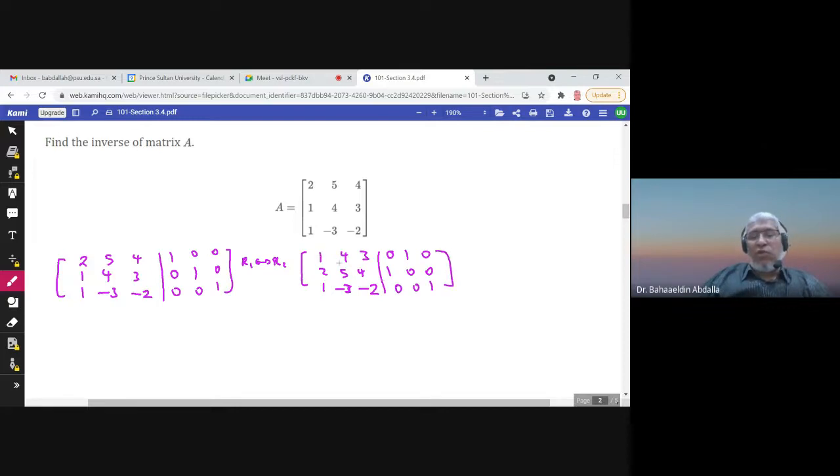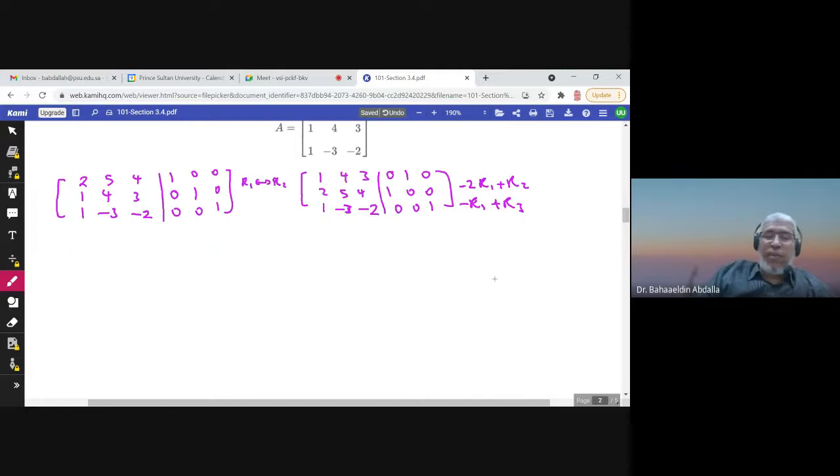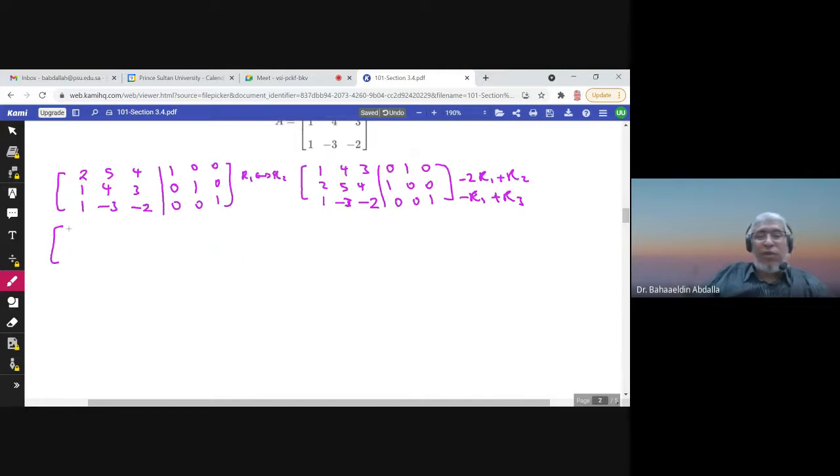And now I'll use this one to make 2 0. So negative 2 R1 plus R2. And this one also I need to be 0. So negative R1 plus R3. The new matrix would be the first row, no change in it. Now negative 2 plus 2 is 0. Negative 8 plus 5. Negative 6 plus 4. Negative 2 plus 0. Whenever you have a 0, you put immediately the number. There will be no change. Negative 1 plus 1 is 0.